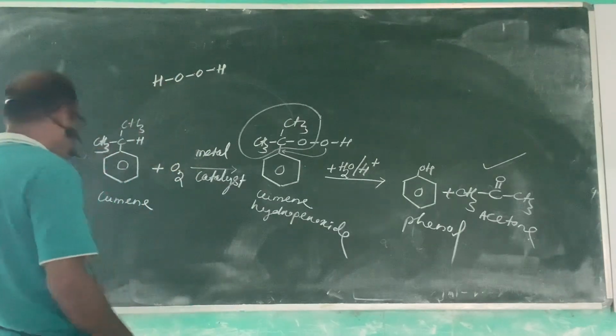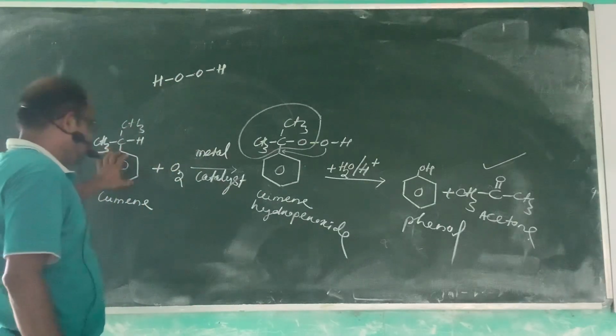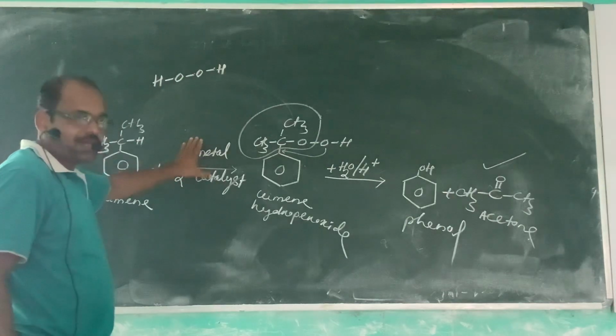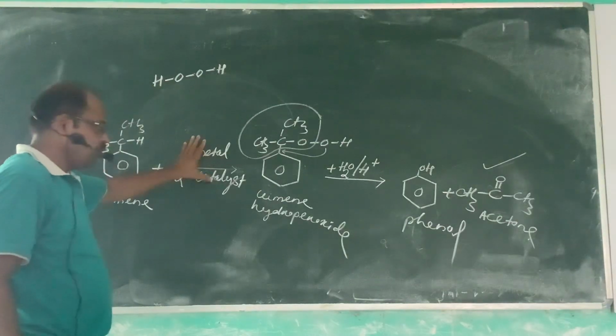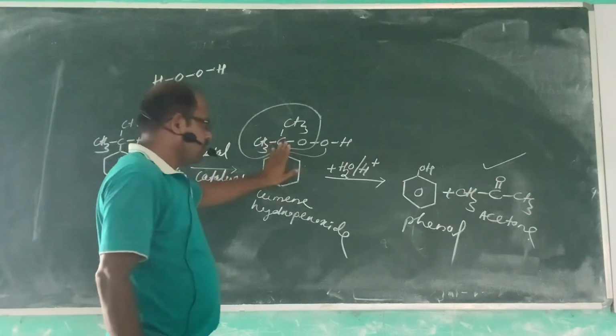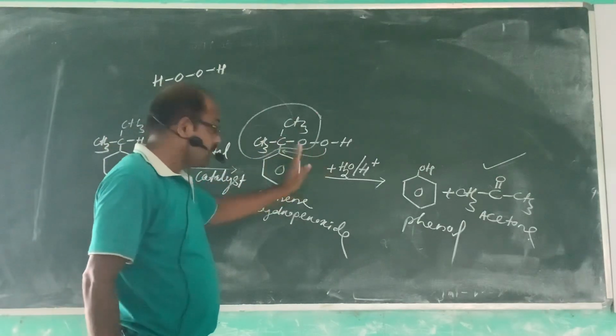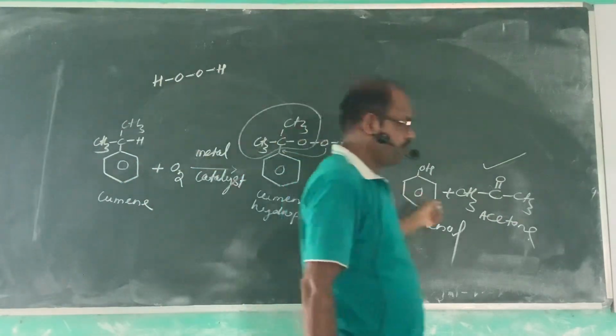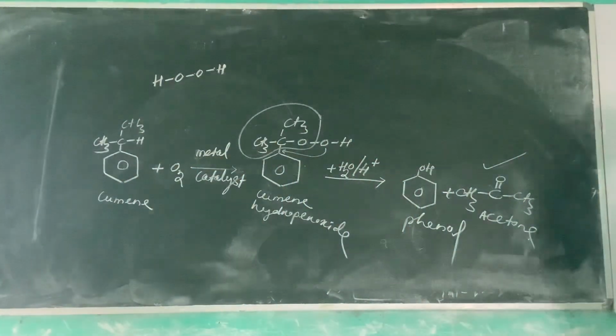That means when cumene is oxidized with atmospheric air in the presence of a metal catalyst, it gives cumene hydroperoxide, which on acidic hydrolysis gives phenol. These are some methods of preparation of phenol.